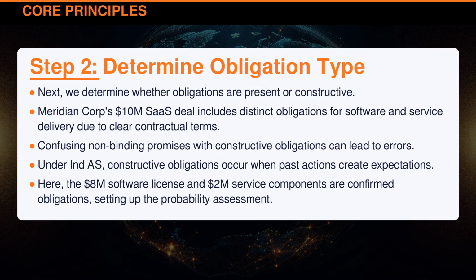Next, we determine whether obligations are present or constructive. Meridian Corporation's $10 million SaaS deal includes distinct obligations for software and service delivery due to clear contractual terms. Confusing non-binding promises with constructive obligations can lead to errors. Under Indian Accounting Standard, constructive obligations occur when past actions create expectations. Here, the $8 million software license and $2 million service components are confirmed obligations.